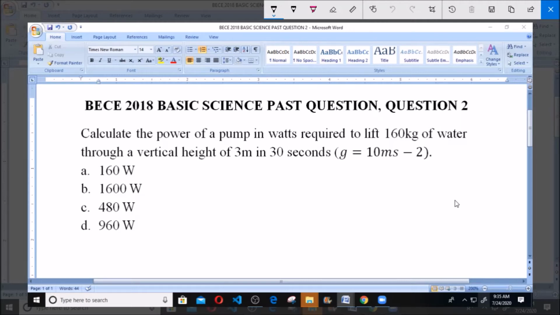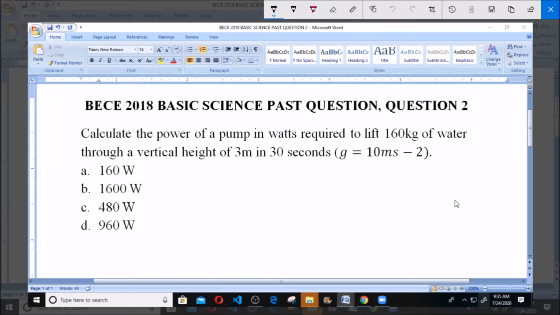Calculate the power of a pump in watts. The power of a pump in watts required to lift 160 kg of water through a vertical height of 3 meters in 30 seconds. So we have to calculate the power of a pump, and like we know, the unit of power is watts. Now our options: A says 160 watts, B 1600 watts, C 480 watts, and D says 960 watts.